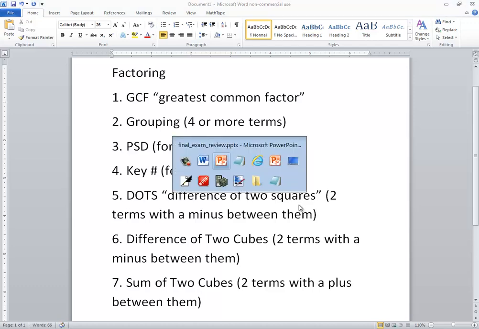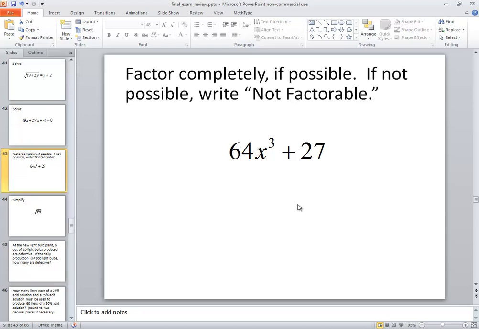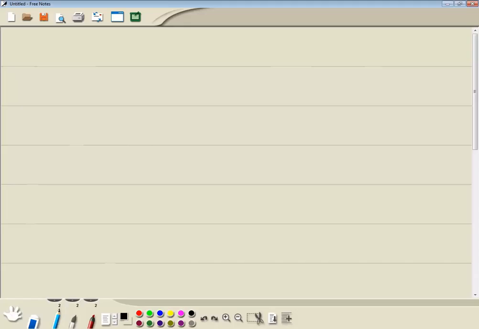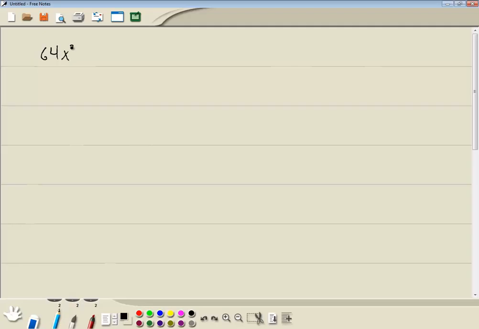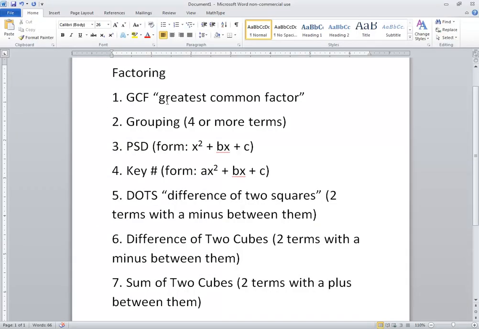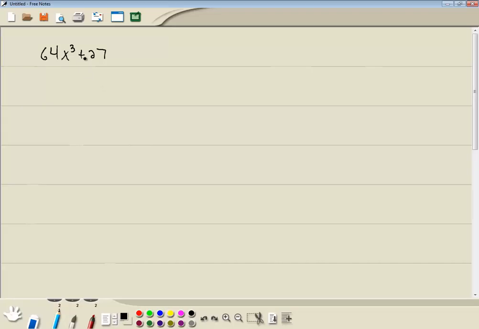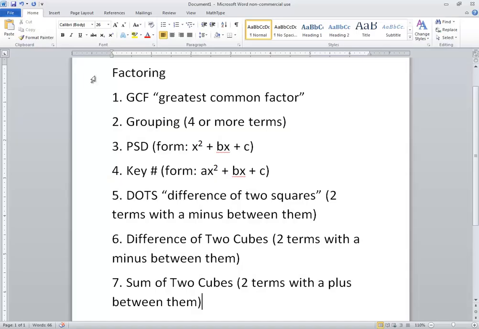So let's take a look at this problem and see which technique we use. We've got 64x to the third plus 27. Okay, our first method, we always try to do this one, GCF. Well, these two terms don't have anything in common, so we can't do that.